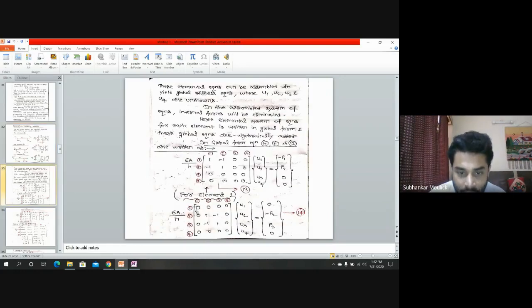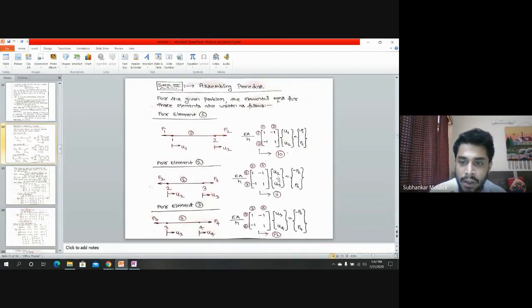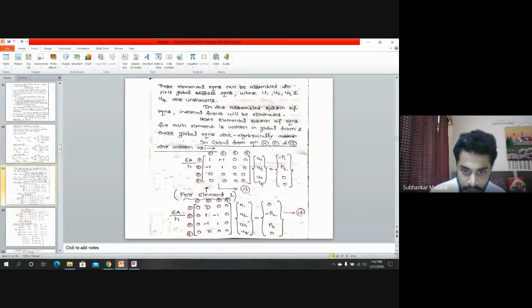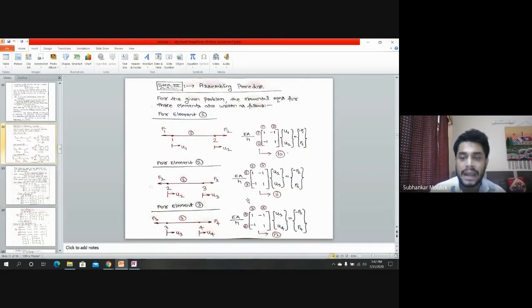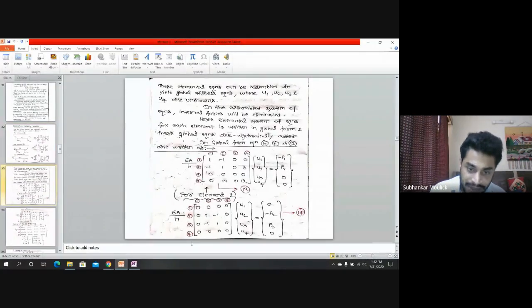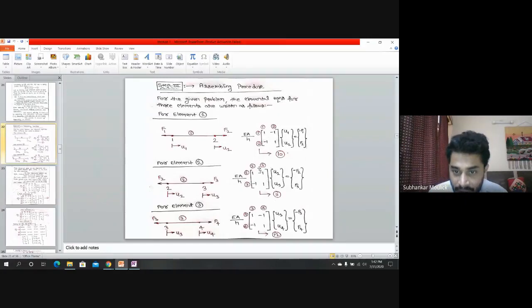Now, if I want to write for element number 2, again I know that overall there will be a 4 cross 4 matrix. Let us write 1, 2, 3, 4 columns and 1, 2, 3, 4 rows. And I know that EA by H will be common. EA by H is common. Now inside this big matrix, you have to tell me which elements I will take for element number 2 while writing the global system of equations. Which all values will I take?